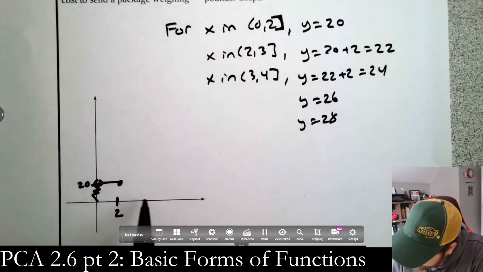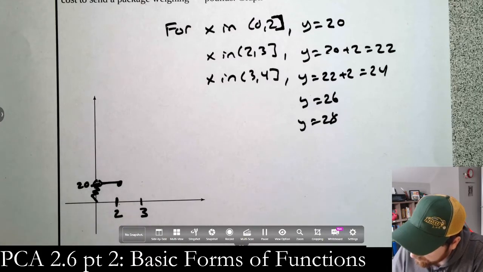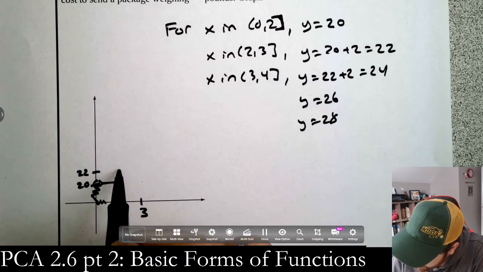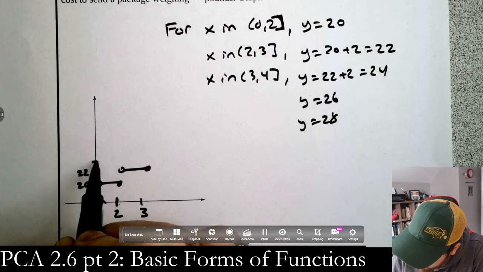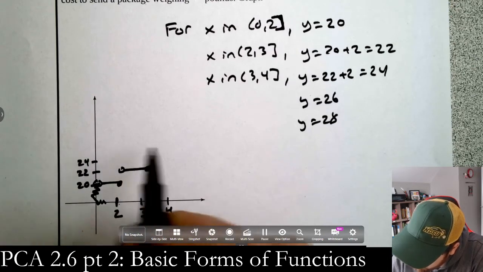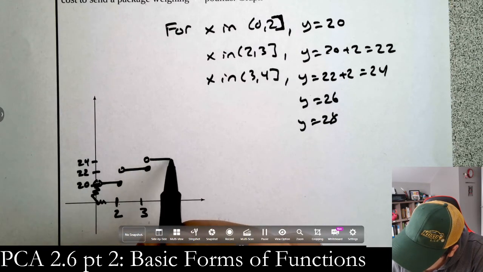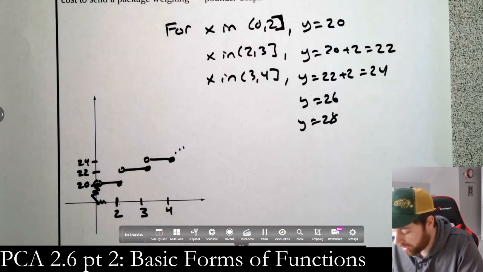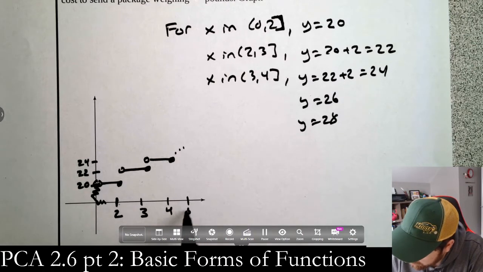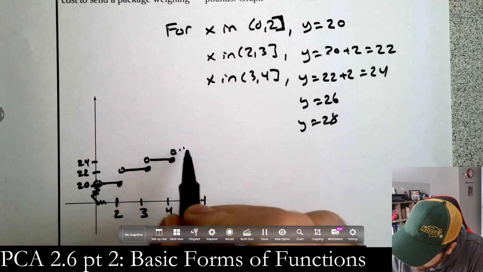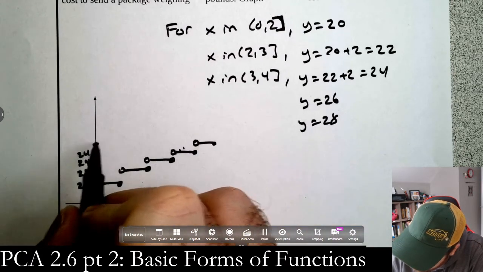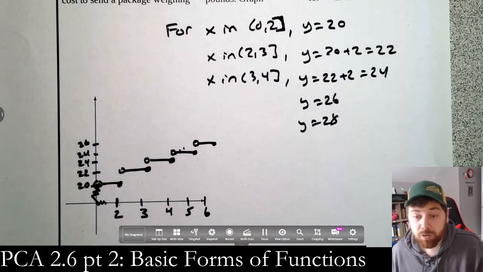Now from 2 to 3, okay, we'll squiggle in there. 2 to 3 is going to be 22. So open up to 3, and then 24 from 3 to 4, and so on. Okay? So we're going to have that. You should graph it from 0 to 6, I guess. That's what it says to do. So open, 24, 26. Okay? That would be our graph of that function.